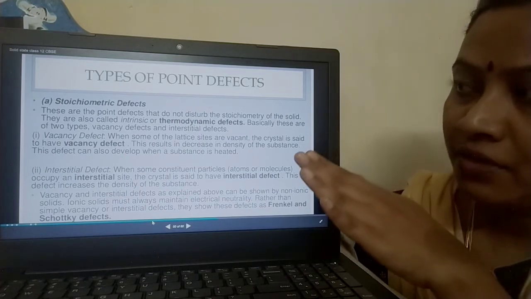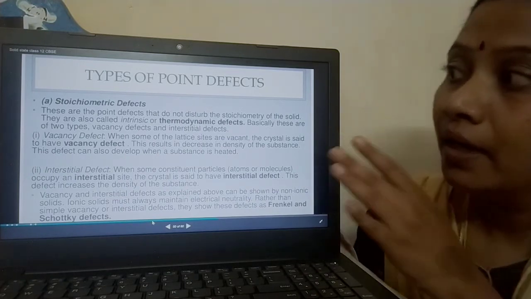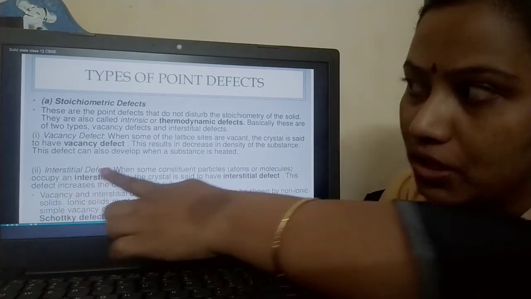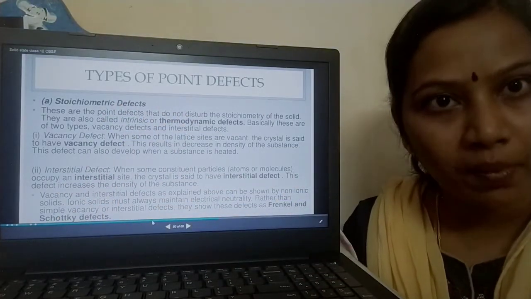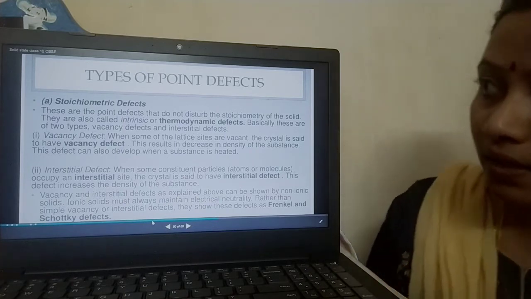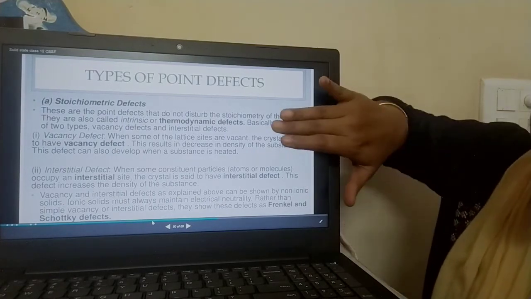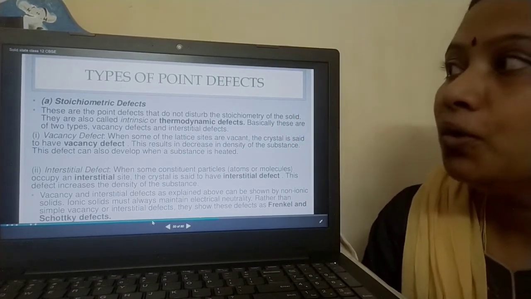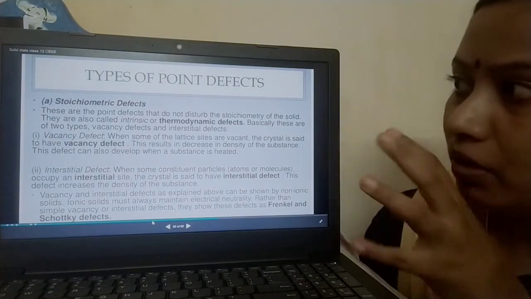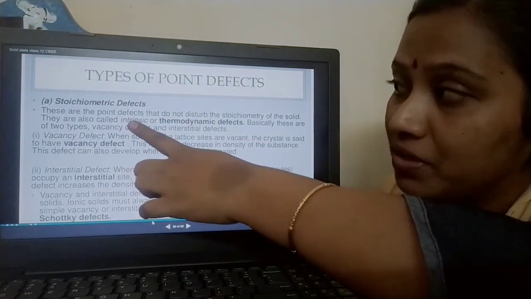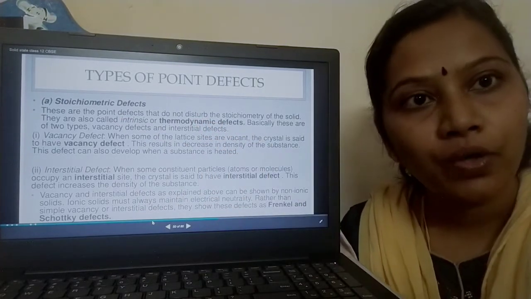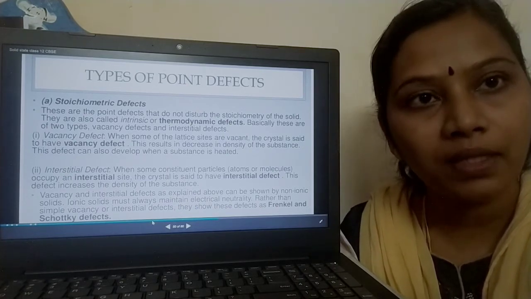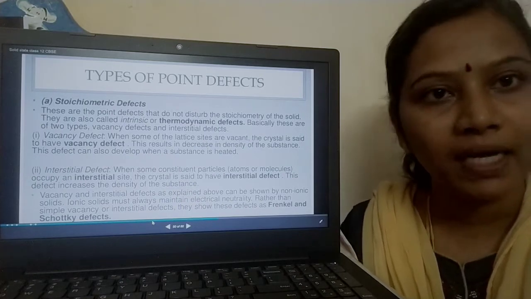Point defects are classified into stoichiometric and non-stoichiometric. Under stoichiometric, we are going to see two subdivisions, vacancy defect and interstitial defect. Before that, what is a stoichiometric defect? Since it comes under point defects, these are point defects, but they don't affect the stoichiometry of a particular solid. So they are otherwise called intrinsic or thermodynamic defects. A stoichiometric defect will not affect the stoichiometry of the solid.